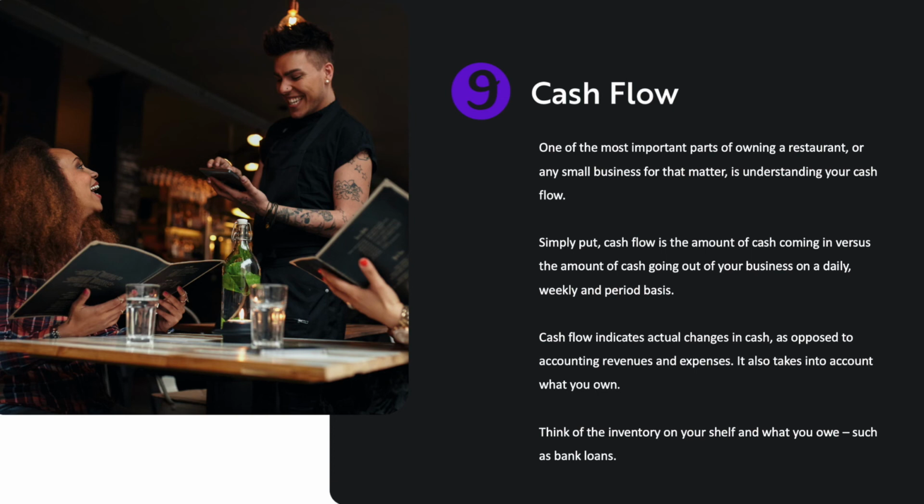Cash flow indicates actual changes in cash as opposed to accounting revenues and expenses. It also takes into account what you own, think of the inventory on your shelf, and what you owe, such as bank loans. Without sufficient cash, you can't cover payroll for your staff, pay your vendors, maintain your equipment, or fund marketing campaigns to build sales.